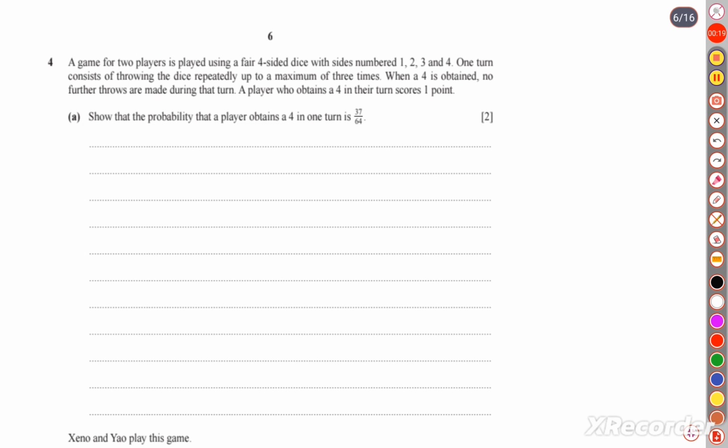And we are going to solve question number 4 today, which says: a game for two players is played using a fair four-sided dice with sides numbered 1, 2, 3, and 4. One turn consists of throwing the dice repeatedly up to a maximum of 3 times. When a 4 is obtained, no further throws are made during the turn. A player who obtains a 4 on their turn scores 1 point.